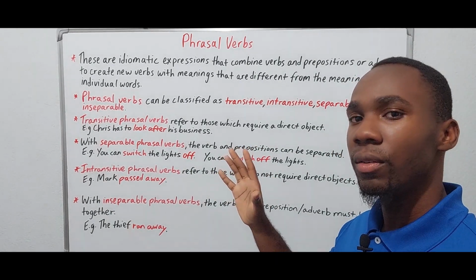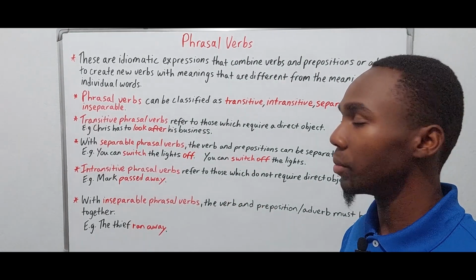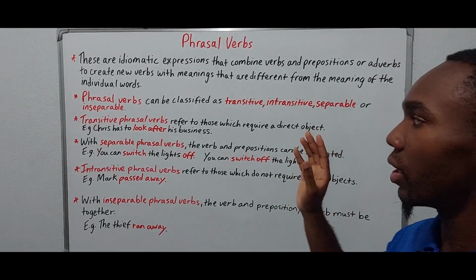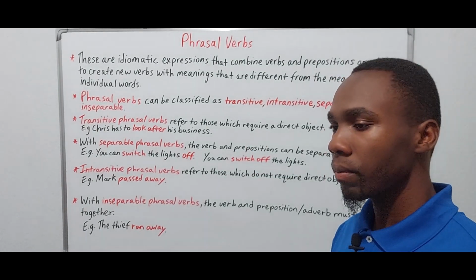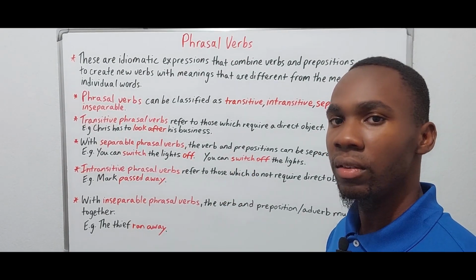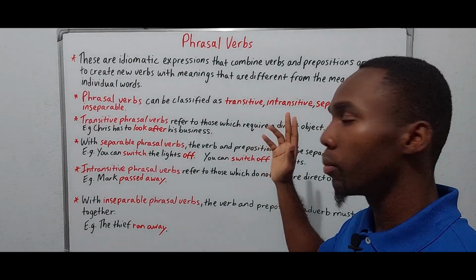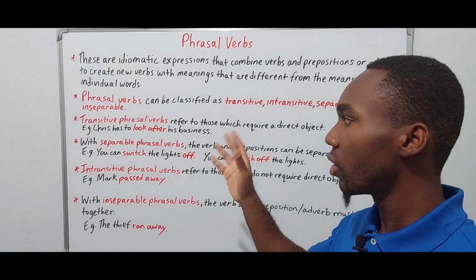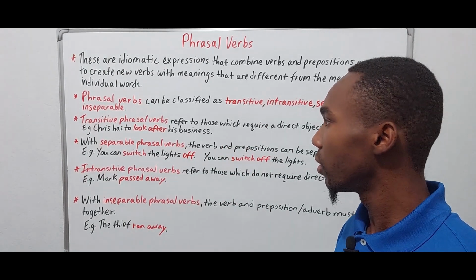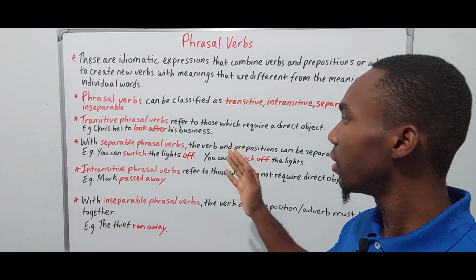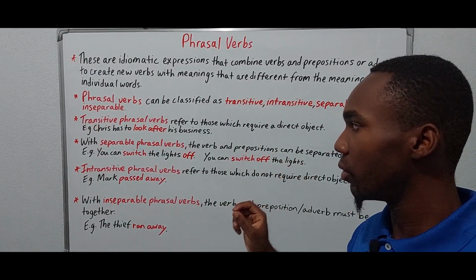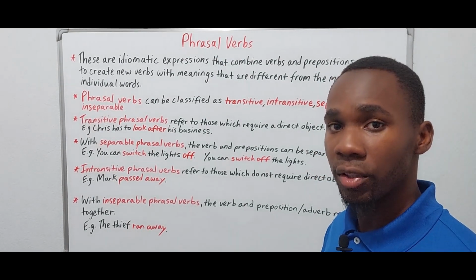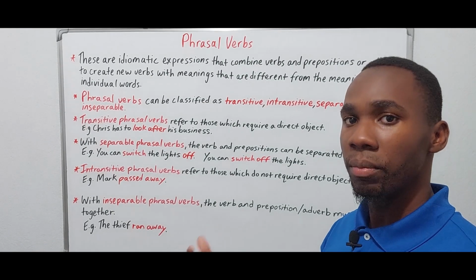But let's see the different types of phrasal verbs. So phrasal verbs can be classified as transitive, intransitive, separable, or inseparable. Okay. Of course, each of these properties we are going to look at, right? We're going to examine. But let's start with transitive phrasal verbs. Transitive phrasal verbs refer to those which require a direct object. So transitive phrasal verbs are going to be just like transitive verbs. They require a direct object to be complete, right?